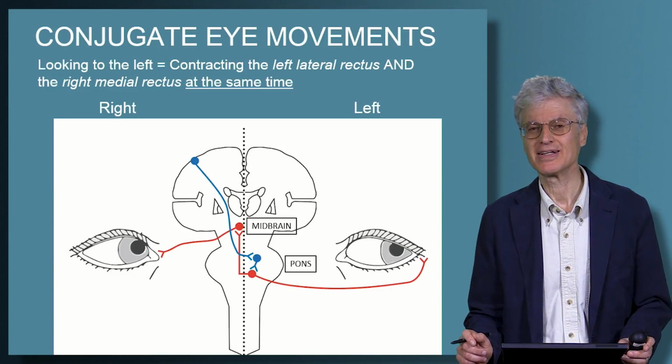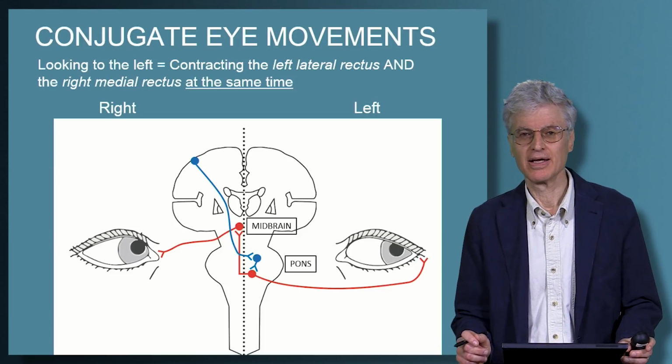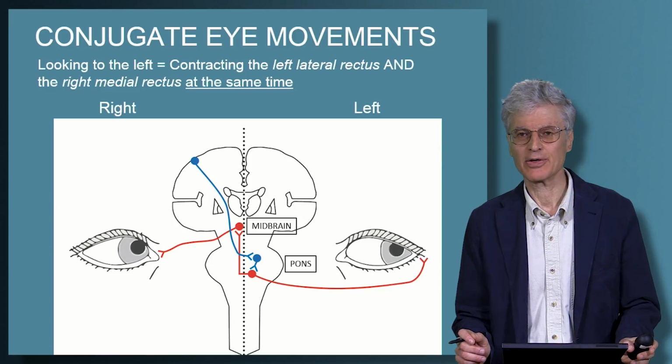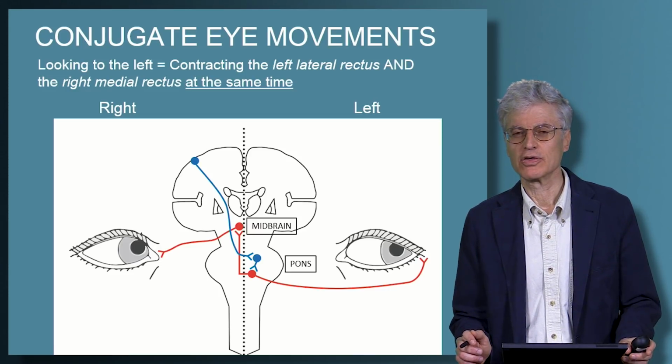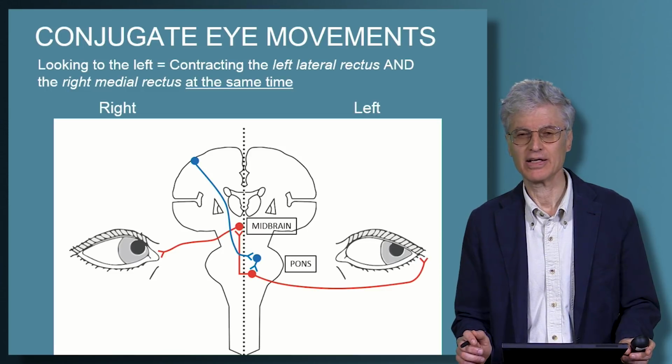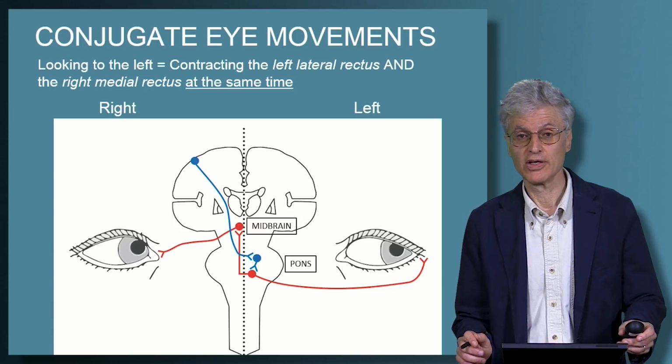So how do conjugate eye movements occur? When we look to the left, we contract the left lateral rectus muscle and the right medial rectus muscle at the same time. So how does this happen? First of all, we have a coronal section of the brain and two eyes facing you, and you're facing them in this diagram, which we'll use again later on as well.